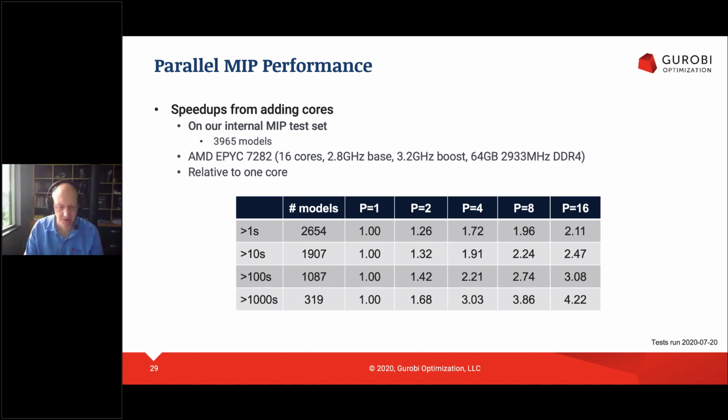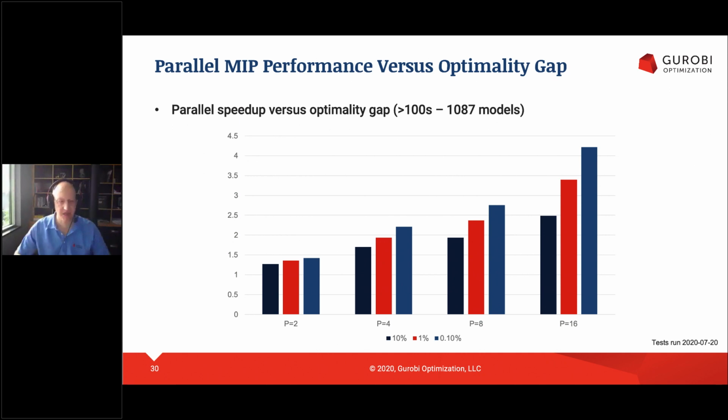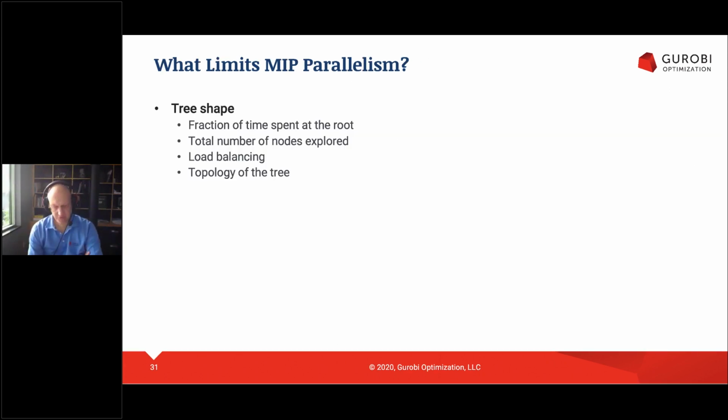What is limiting the ability to exploit multiple cores? Actually, I'm going to skip that slide. So there's really one thing that limits parallelism, and that's the shape of the search tree. There are a few different aspects to the shape: the fraction of time spent at the root, the total number of nodes explored, load balancing, and the topology of the search tree. I'll talk about each of these.